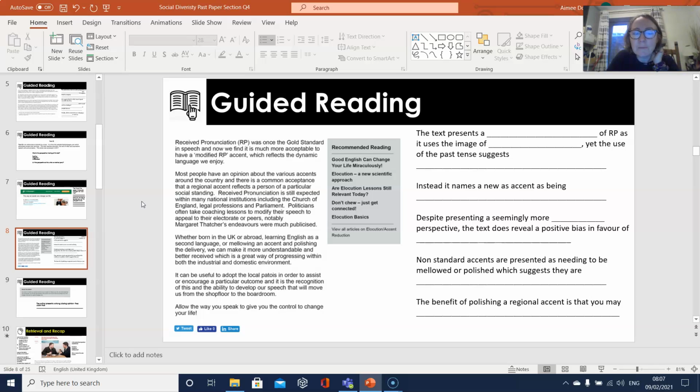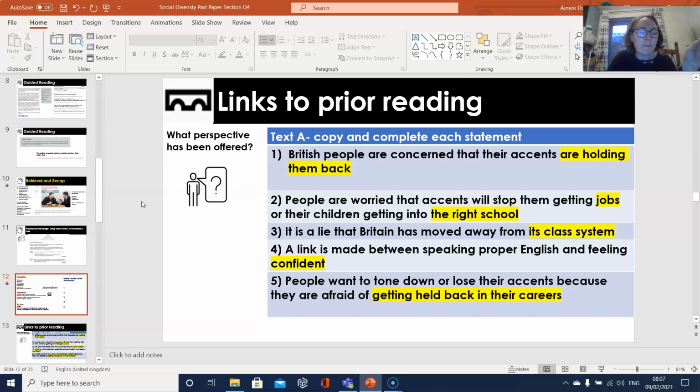Whether born in the UK or abroad, learning English as a second language or mellowing an accent and polishing delivery, we can make it more understandable and better received, with a great way of progressing within both the industrial and domestic environment. It can be useful to adopt the local patois in order to assist or encourage a particular outcome. And it is the recognition of this and the ability to develop our speech that will move us from the shop floor to the boardroom. Allow the way you speak to give you the control to change your life. Now, we could argue that "move us from the shop floor to the boardroom" is also a metaphor.